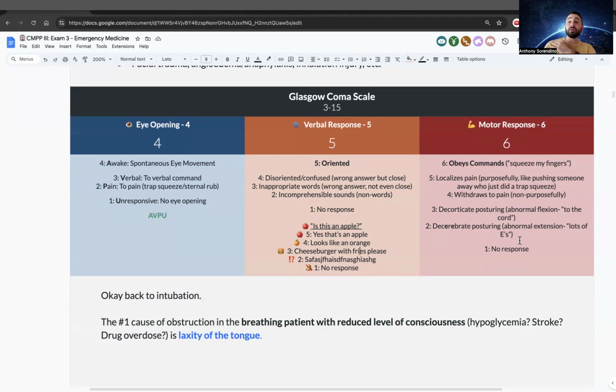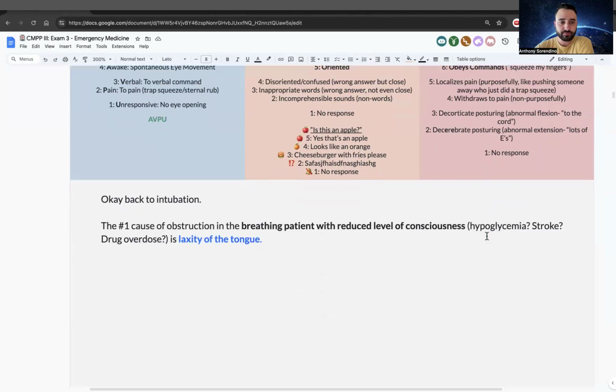And then a 5 is going to be you do a trap squeeze or sternal rub or whatever, and you actually push. You know exactly where that pain is coming from. You localize to it, and you usually like swat somebody out of the way. So that's going to be a 5.